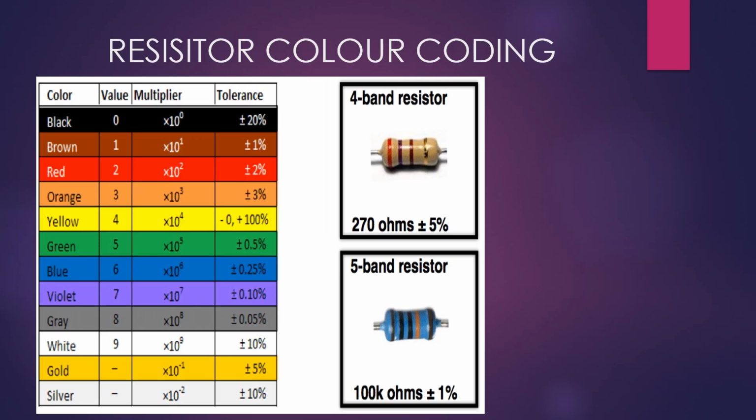Now, how many zeros do we have left? We have 4 zeros. So we go to our multiplier. We look for where there is a power of 4, and we see that yellow has a power of 4. That means our resistor will go brown, black, yellow. That's our 100 kilo ohm resistor. I hope you guys get that.